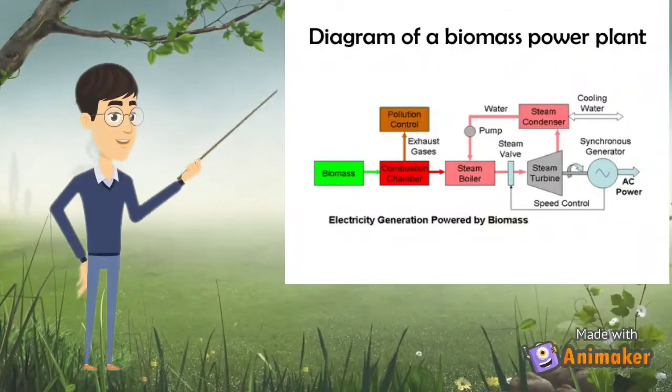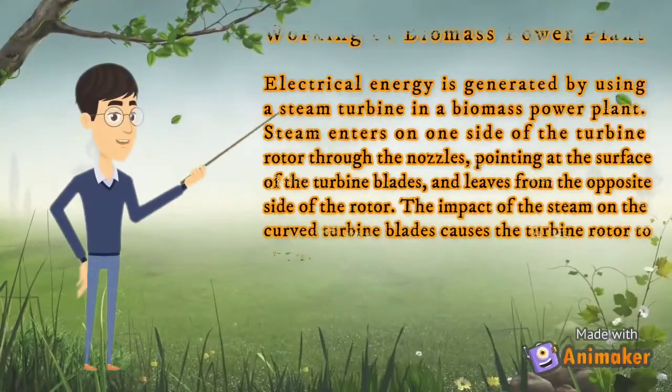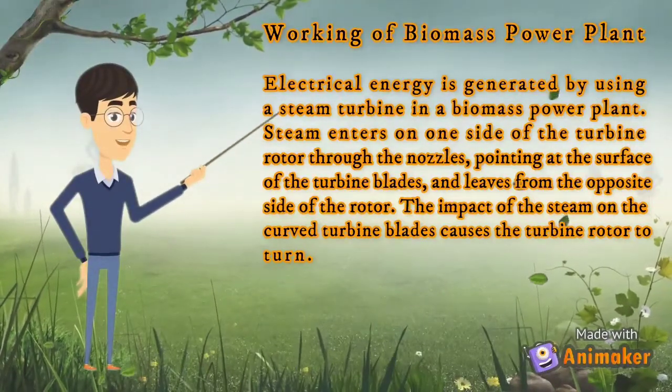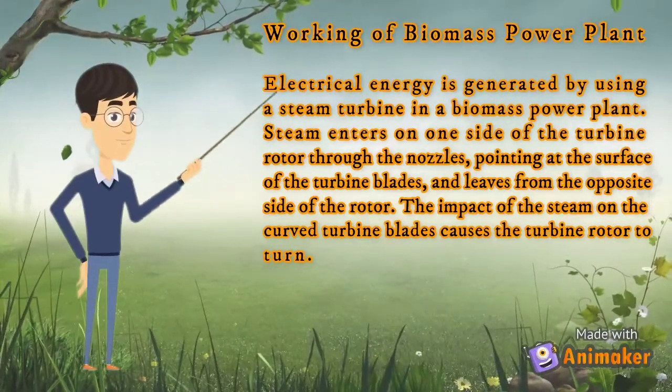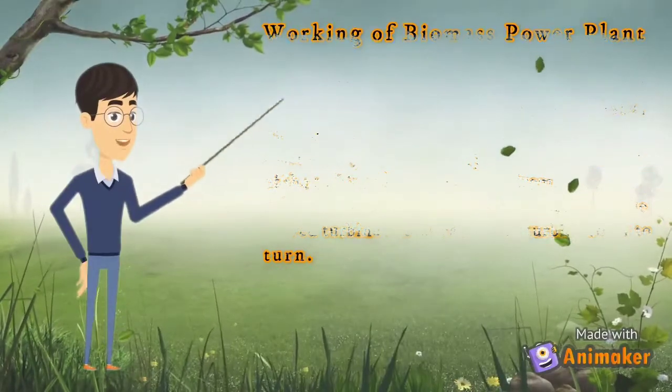This is a diagram of a biomass power plant. Electrical energy is generated by using a steam turbine in a biomass power plant. Steam enters on one side of the turbine rotor through the nozzle and then leaves from the opposite side of the rotor. The impact of the steam on the curved turbine blade causes the turbine rotor to turn.